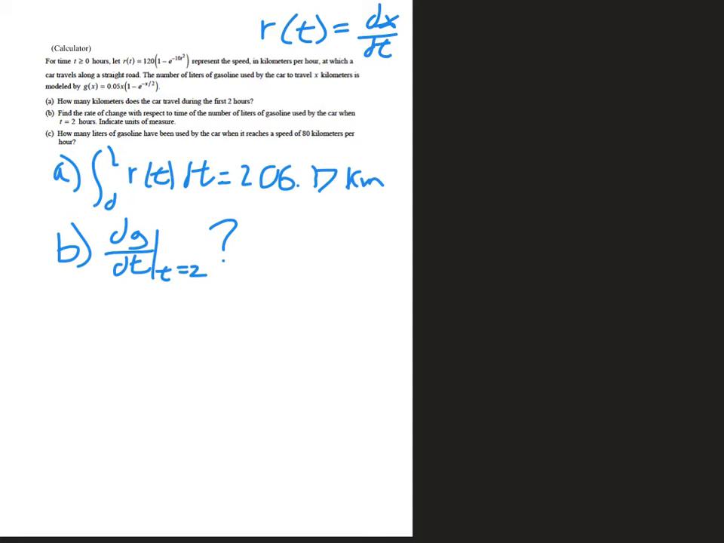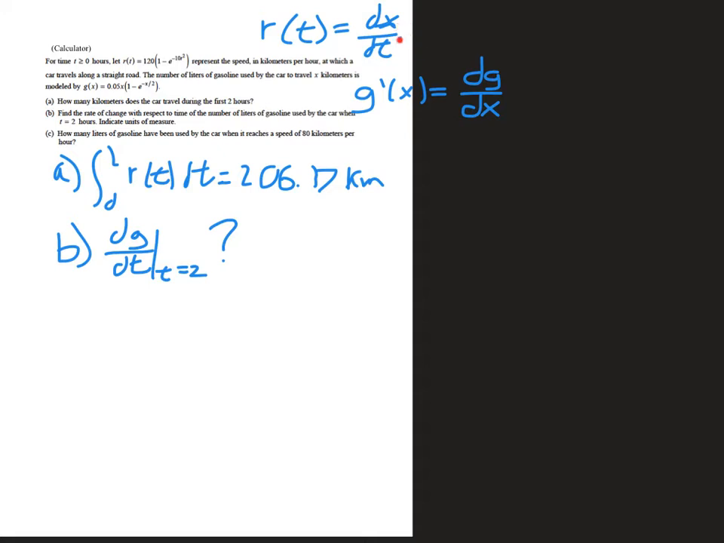g is not a rate. It's just the number of liters of gasoline used. But if I were to take the derivative, then g prime would represent the rate of change of liters of gas per kilometer, because x is the input here. So what we have to recognize is that what we want is dg dt. I'm given dx dt. I can very easily find dg dx. Neither of those are the rate of change that I want.